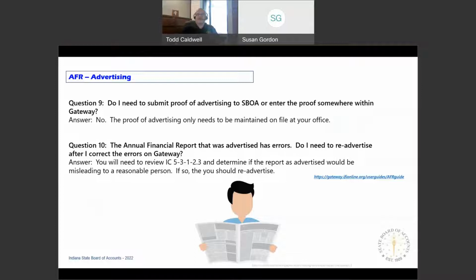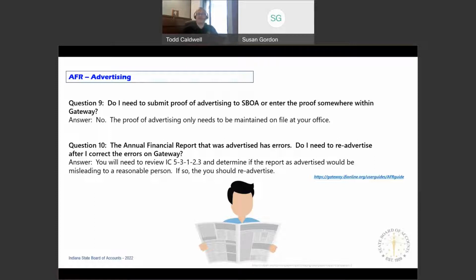Then people like to ask, what do we do about the proof of advertisement? Do I need to upload that into Gateway or mail it to you or anything like that? And the answer is no, you don't. Again, from the user guide, no proof needs to be sent to the Board of Accounts. You just keep that in your files. Usually with the claim that you're paying for the advertising with, you can just attach that proof to your claim, and that's good enough.